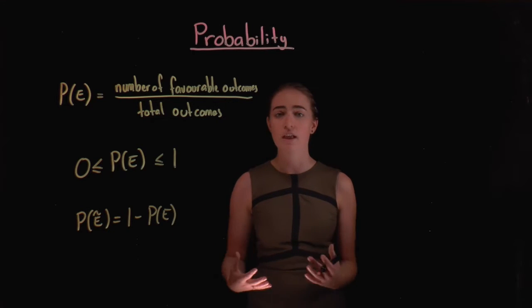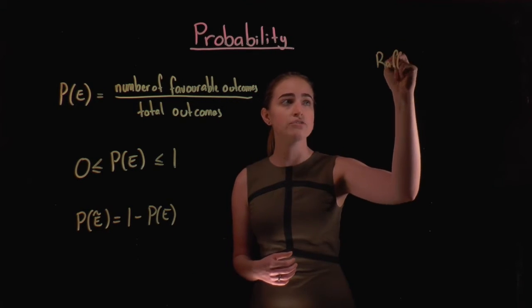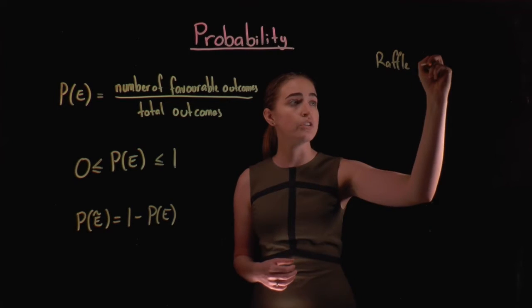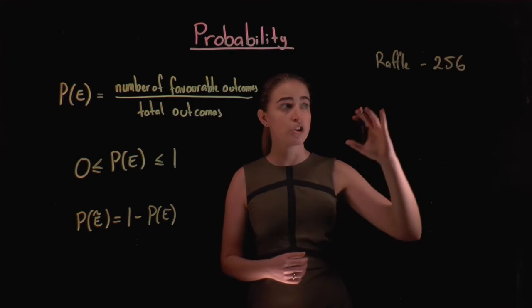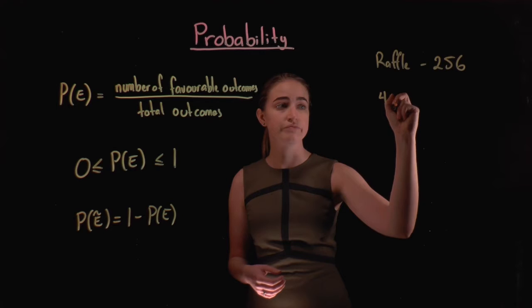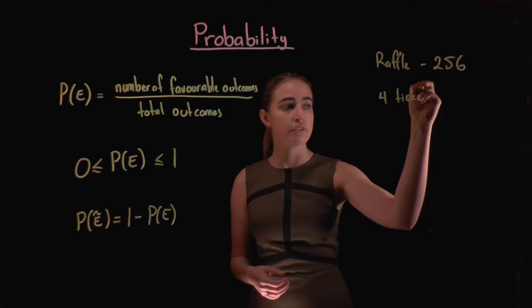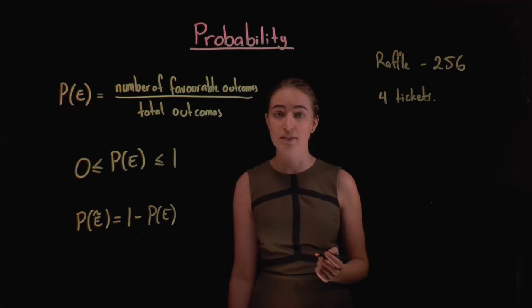Let's just put that in context with one example. So let's have a look. Say there was a raffle and there were 256 tickets sold. So we've got a raffle, there were 256 tickets. Say I bought 4 of them. And I want to know what the probability is that I'm going to win first prize.